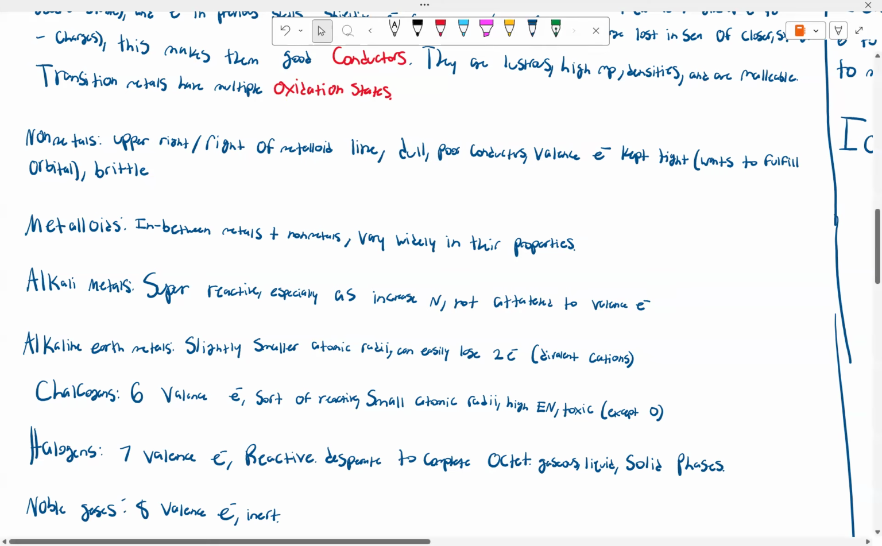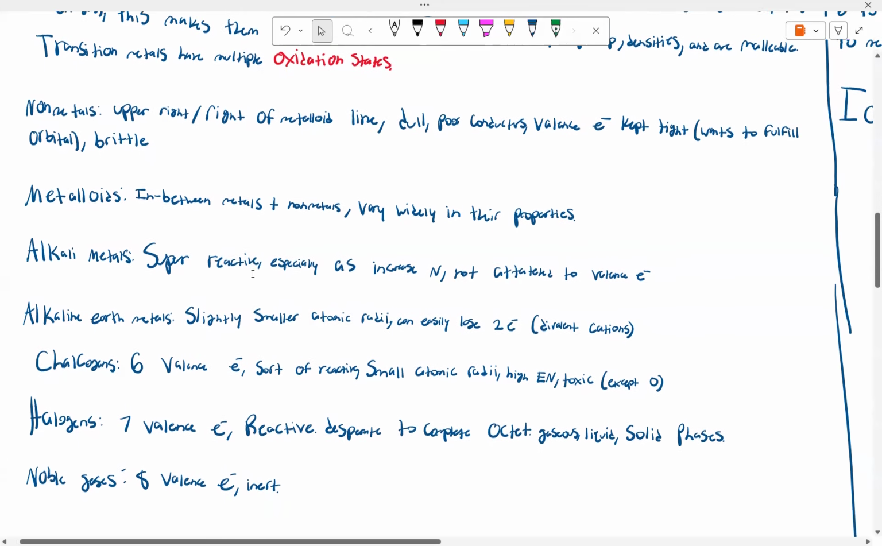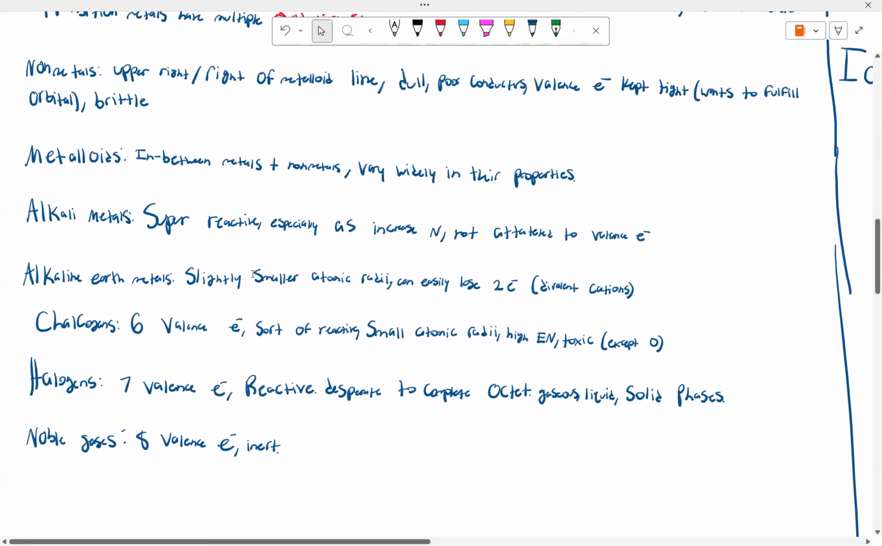Alkali metals are super reactive, as I was saying, especially as you increase N or move down, just because they're not really attached to the valence electrons.